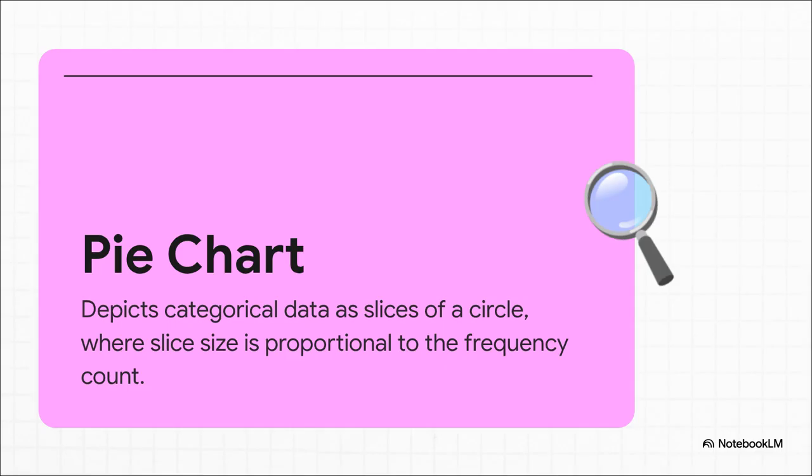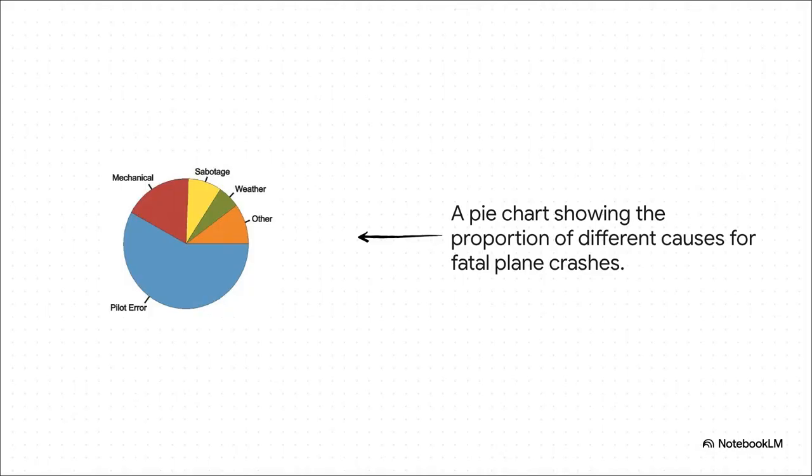Its job is simple, to show you how a single whole is divided into parts, with each slice representing its share of the total. Here's that same plane crash data, but now it's in a pie chart. The focus shifts a little bit. Instead of just seeing which cause is the biggest, we now get a much better sense of what percentage of the total each cause represents. We can clearly see that pilot error makes up a huge slice of the entire pie.